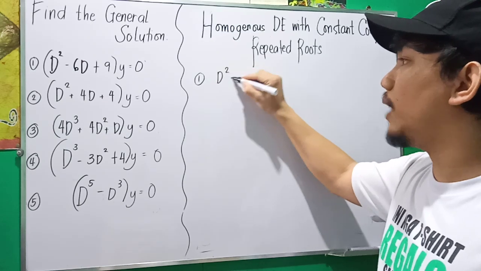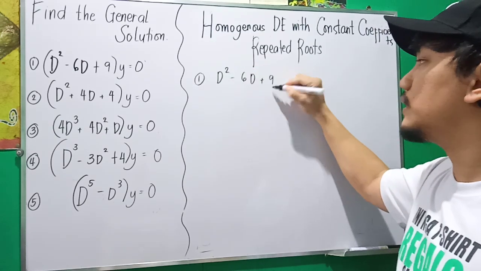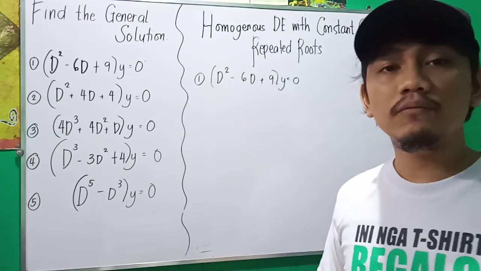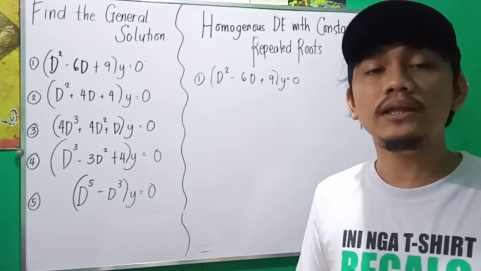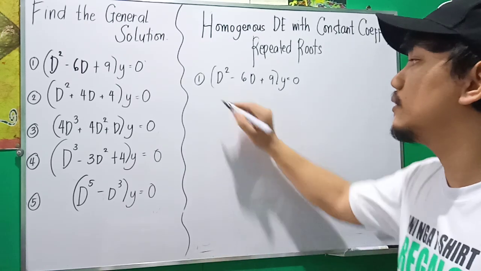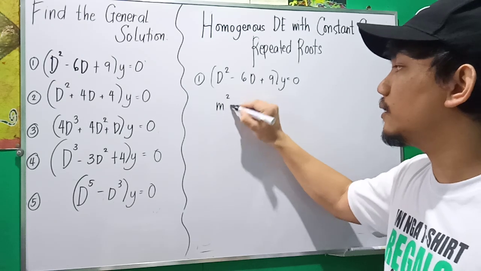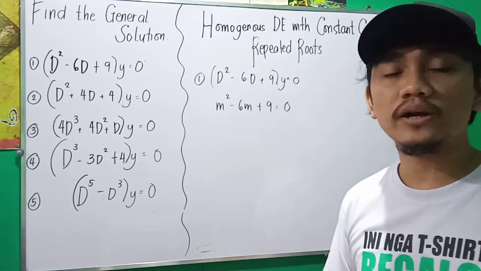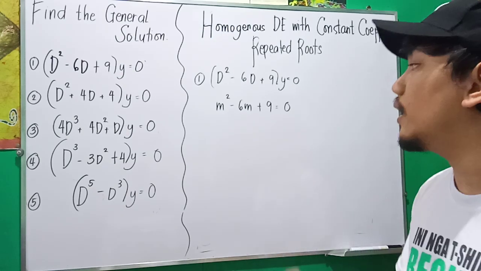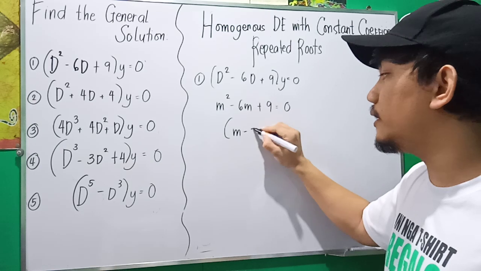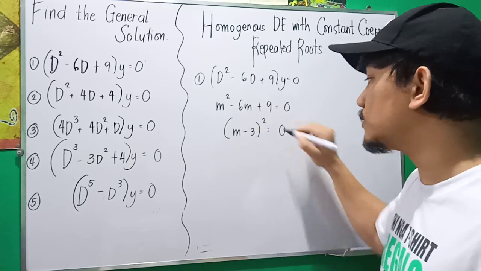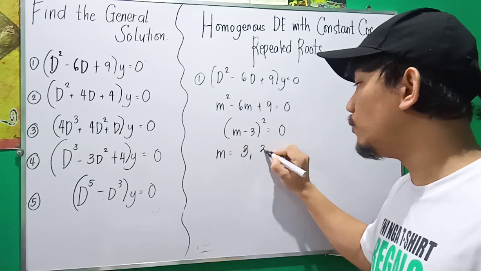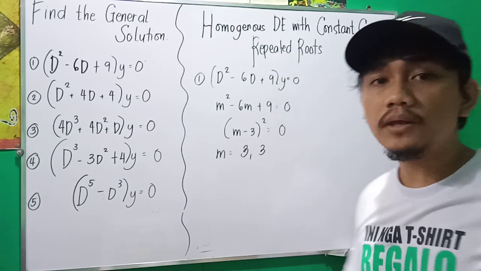Number 1. D squared minus 6D plus 9y is equal to 0. So, di ba ang first step na ginagawa natin, we formulate the auxiliary equation by letting D squared y is equal to m squared. So, magiging m squared minus 6m plus 9 is equal to 0. Kapag finactor out natin to, this is a perfect square trinomial, kasi it can be rewritten as (m minus 3) squared is equal to 0. Therefore, ano yung roots natin? M is equal to 3 na ulit yung 3. Kaya nga sinabi siyang repeated roots.